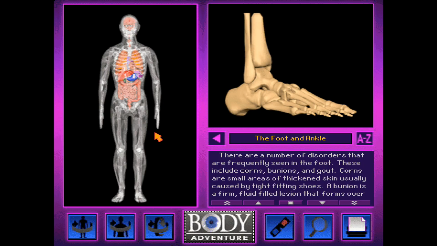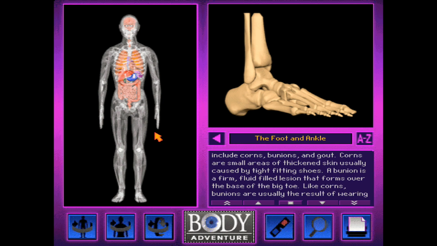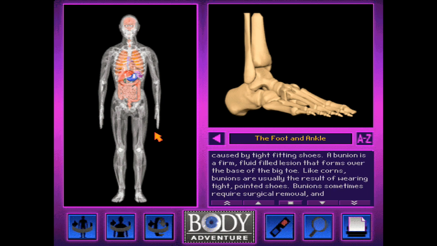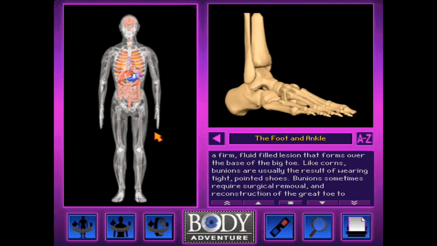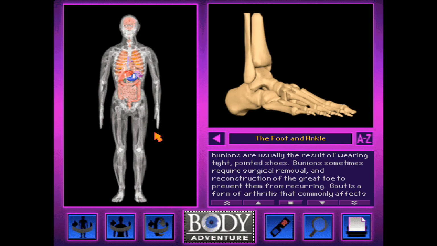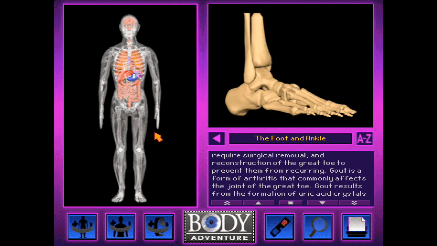Corns are small areas of thickened skin, usually caused by tight-fitting shoes. A bunion is a firm, fluid-filled lesion that forms over the base of the big toe. Like corns, bunions are usually the result of wearing tight, pointed shoes. Bunions sometimes require surgical removal and reconstruction of the great toe to prevent them from recurring.